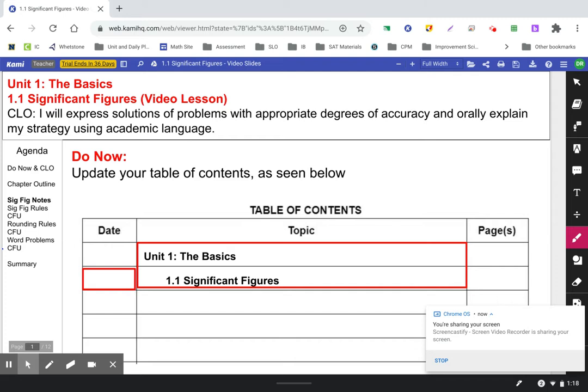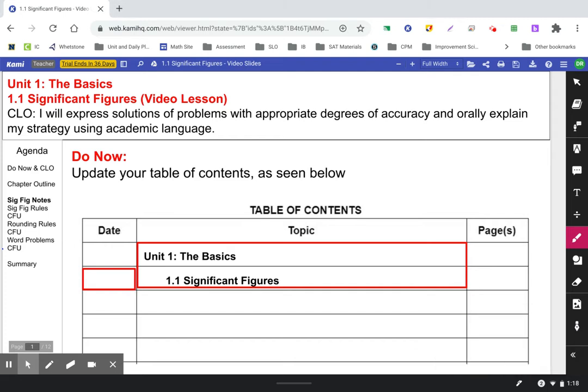So the first thing I want you guys to do is in your binder or in your notebook, the very first page you need to set up as your table of contents, like the one I have below. So you'll need 3 columns. The left-hand side will be your date. The middle will be the topic. You'll need the most room there. And then the far right will be the page numbers that you use. If you've used any kind of interactive notebook before, this is very similar to that.